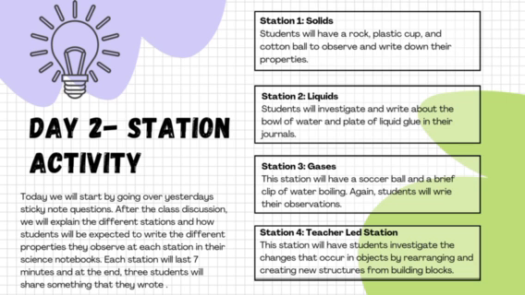For day 2, we will start off by discussing some of the questions that students wrote yesterday. After a brief discussion, we will move into explaining the different stations that students will be completing for their activity for the day. Station 1 will have 3 different solids, including a rock, a plastic cup, and a cotton ball. Students will be looking and making observations about these while writing down their properties in their science notebooks. Station 2 will have a bowl of water and a plate with liquid glue on it, where again, they will be writing their properties in their science notebooks.